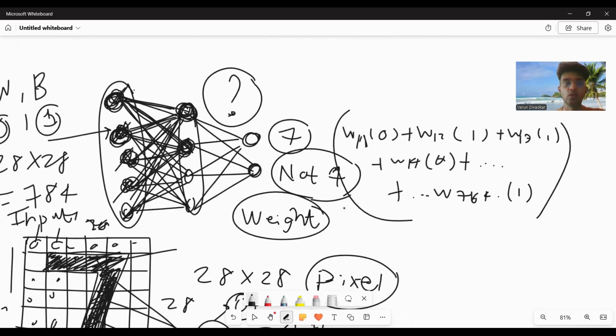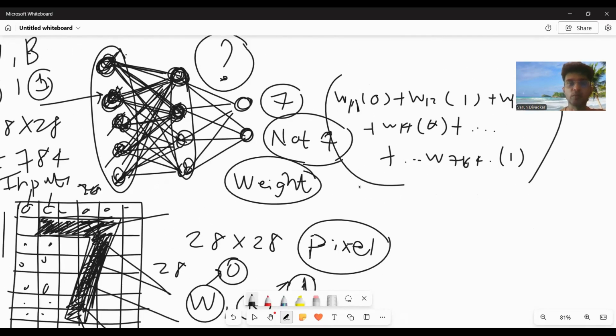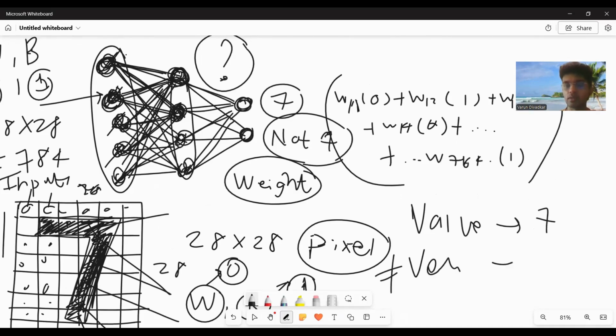Each of these weighted products is going to each of the hidden nodes here. And then these four nodes are coming up with their own weighted product and going to the output nodes here. Based on the final weighted products, it's concluding that if the weighted product has a certain kind of value, then it's a number 7. If it has a certain other kind of value, then it's not 7.